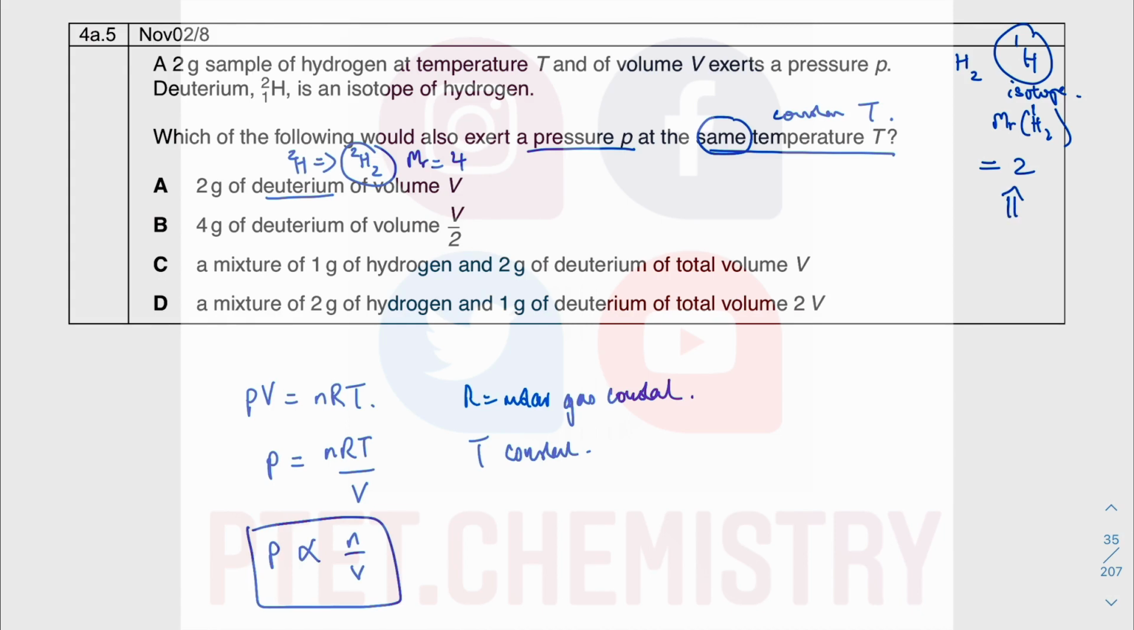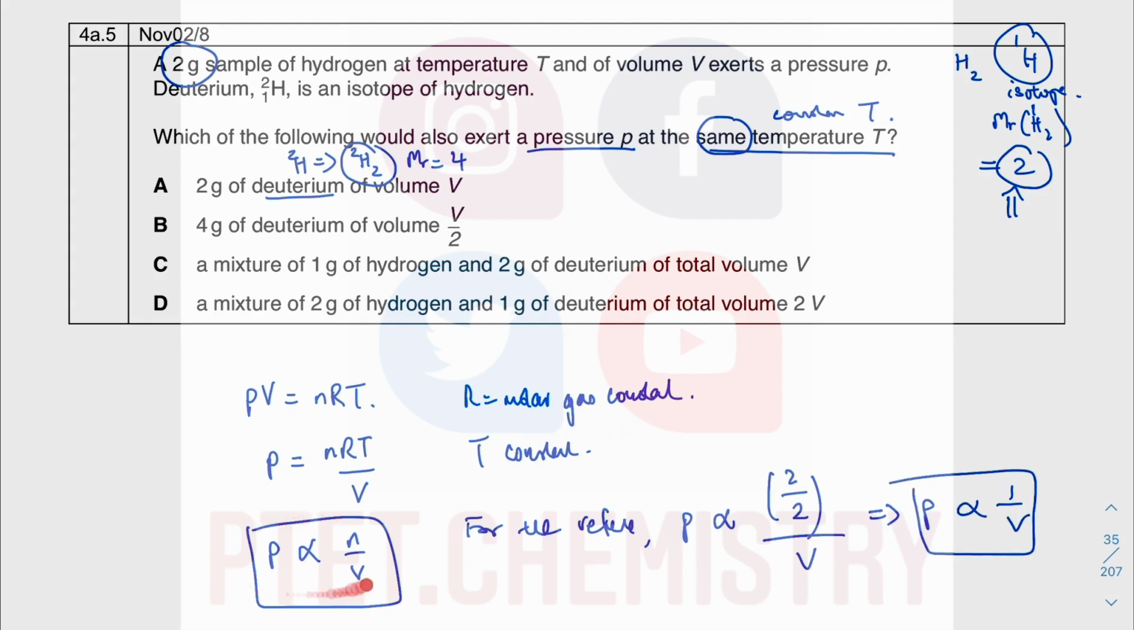Here you have 2 grams of that sample and you know the molecular mass, so you can work out the mole. For the reference sample, P is proportional to 2 over 2, because the molecular mass of this hydrogen, H1 diatomic, is 2 at the bottom, and the 2 on top comes from the 2 grams. That's over the volume V. So the pressure is proportional to 1 over V. All I need to do is work out the relationship, the mole over the volume, for whatever species this is.